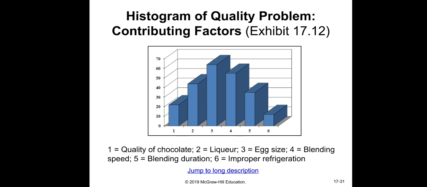After that, they can try to settle problem or factor number 4, blending speed. The blending speed has to be at a certain speed and has to be consistent. If you make chocolate, and the blending speed is not consistent and the correct blending speed is not identified, then there will be a problem with the quality of the chocolate product. So that is the thing. The histogram can be used to help businesses to correct the quality problem.